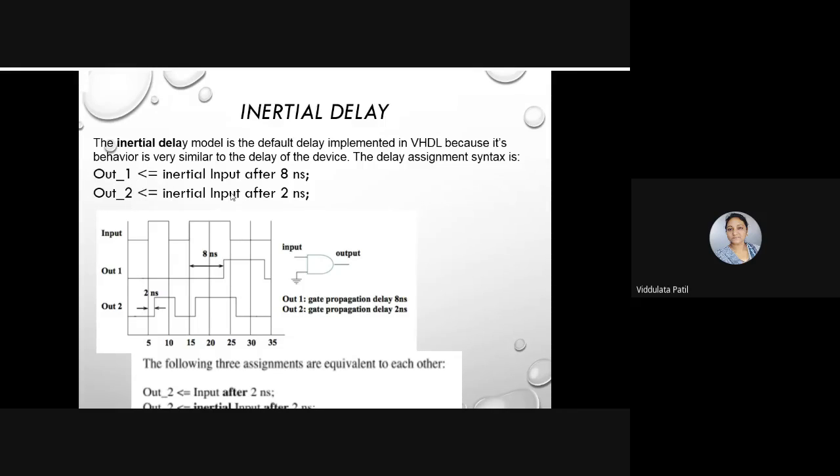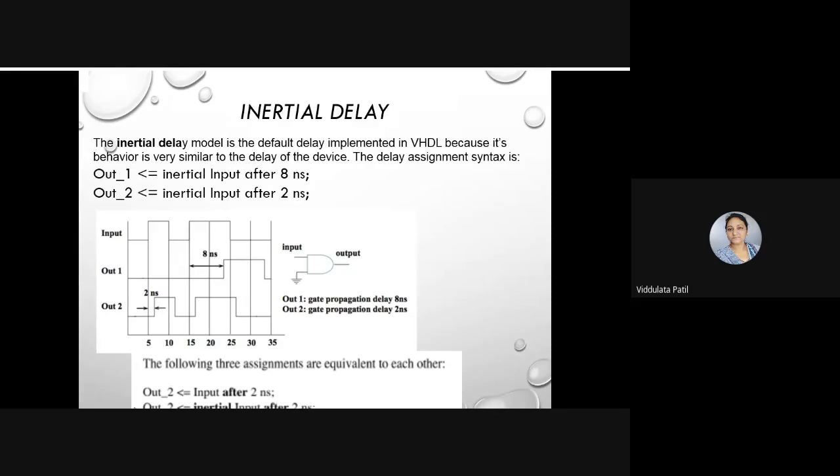In the other example, we have introduced a delay of 2 nanoseconds. Now what will happen here is that when your input stays high for 2 nanoseconds, at that time your output will change. So here this output is going to change its logic level after 2 nanoseconds. You can have this type of assignment so that you can introduce the inertial delay in an output.